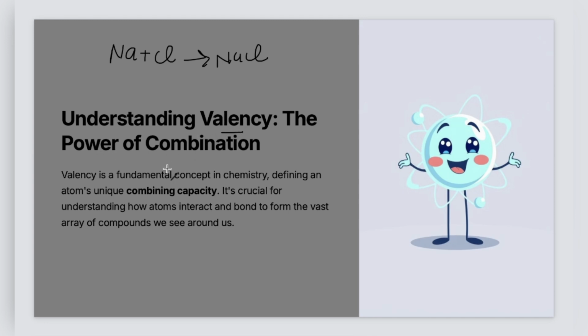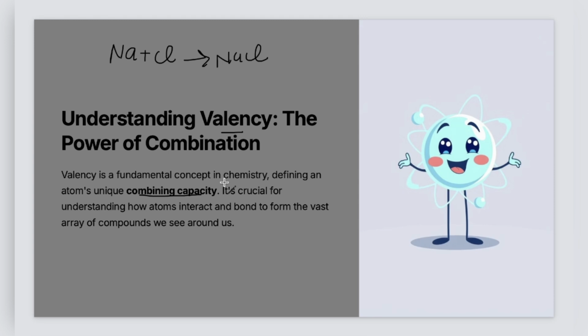Valency is the combining capacity of an element. In this video, I will explain valency in a simple way and then show you step by step how to write correct chemical formulas using the cross method. So let's first understand what valency actually means.